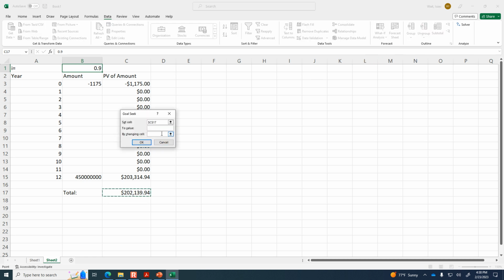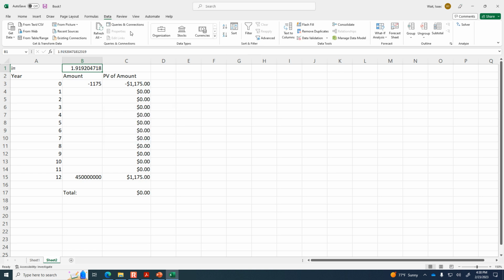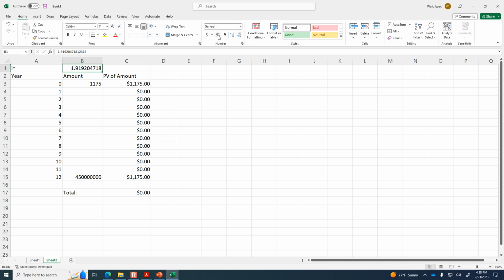So our goal is for the total to be 0 by changing the interest rate. And okay, so that is, as a percentage, 192% per year. So that's a little bit better than the stock market because they say over the long term the stock market is about 7 to 12% per year, depending on what period of time you look at. So the compound interest is 192% per year. So it's like they put in 1,075. The very next year it would be worth 192% of that.